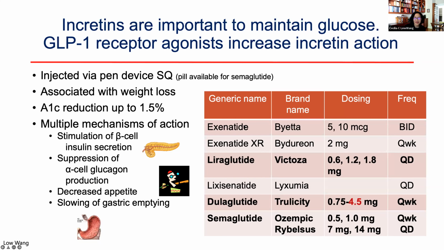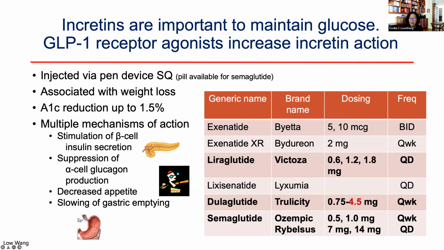And so I wanted to just have this slide here to show you the different GLP-1 receptor agonists that are out there. I bolded the ones that have data for cardiovascular risk reduction. So it's Victoza or liraglutide, Trulicity or dulaglutide, and Ozempic or semaglutide. And these are the ones that are out there. Victoza was the earliest one, but it's a daily injection. And then there are 2 weekly injections.